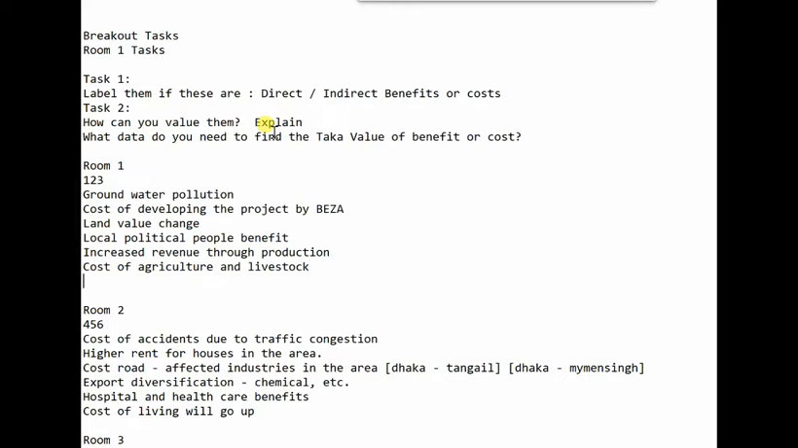If it is a benefit to the society, you have to find a value to them. And since you are all economics students, by this time you should have some idea. Obviously, those who did not do the evaluation course mostly have some lacking. But I would not worry much.